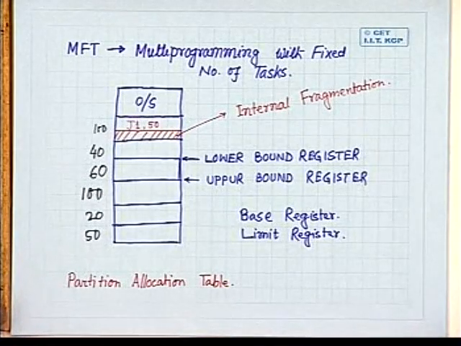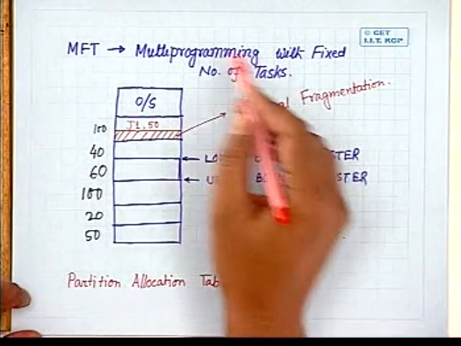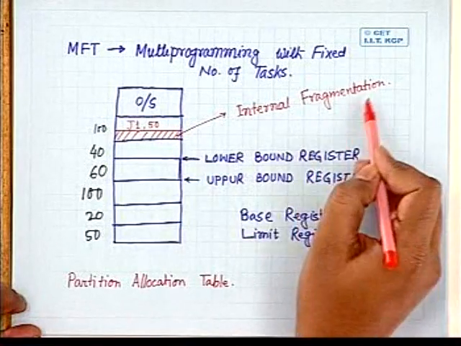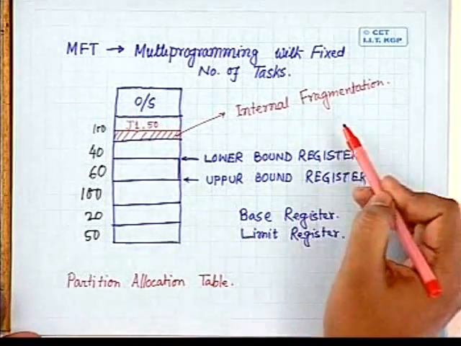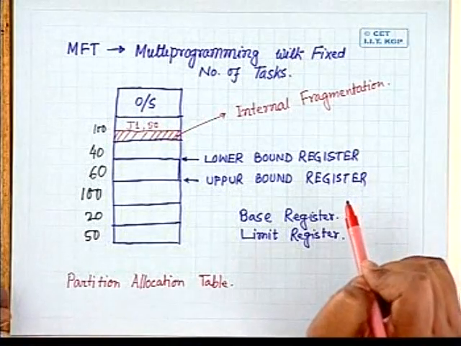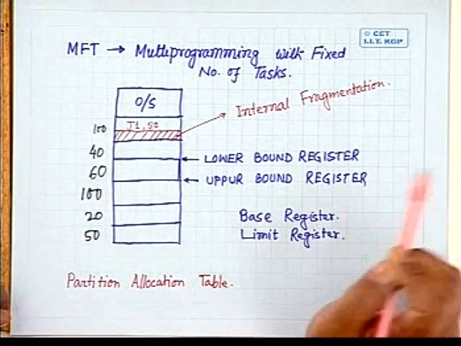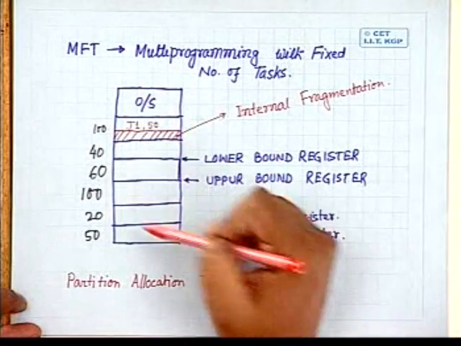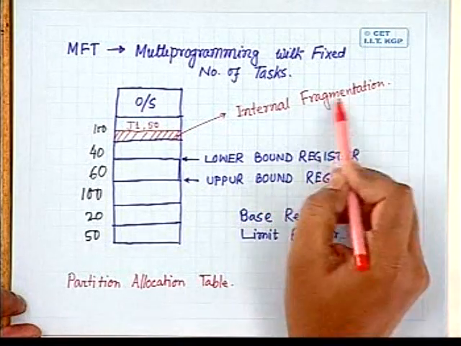Okay. So you find that with this MFT technique, we lead to internal fragmentation or external fragmentation. Fragmentations are never desired in a system because they lead to wastage of memory. So we should think of a technique by which the fragmentation can be minimized. And there is a technique called MVT, or multiprogramming with variable number of tasks, that we will see in the next class.